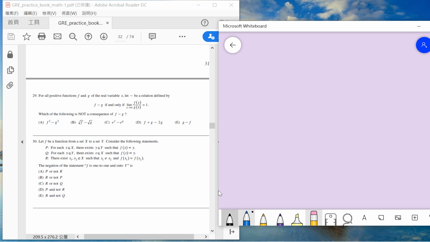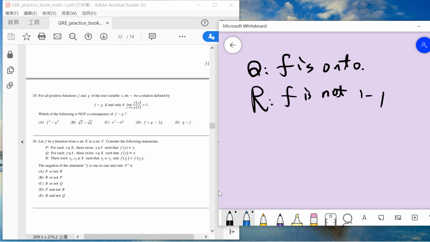Okay, so 31 is just basic logic. F is from x to y, with the following statements. For each x there is a y. So P does not say anything. P just says that this is a function. Q tells you for each y there is an x such that f of x equals y. So basically what Q says is f is onto. For R, there are 2 points x1 and x2 in X, and they are different but they map to the same value. So this tells you that f is not 1-1.